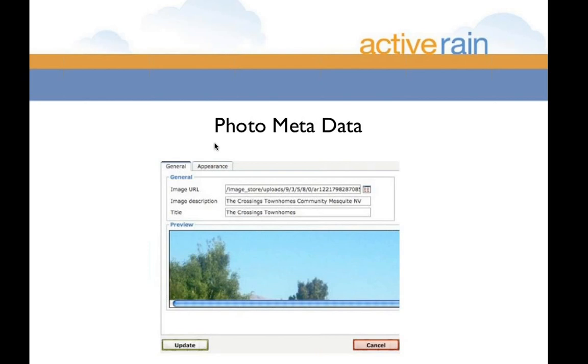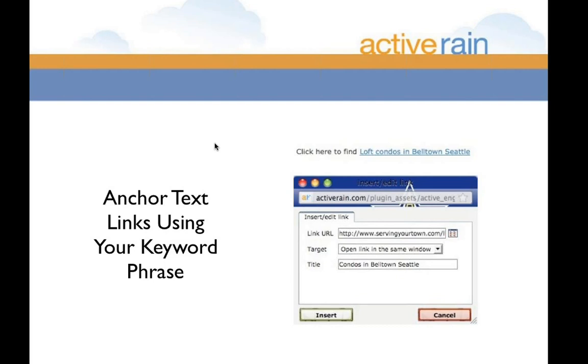All of these other things are just going to give the search engine some additional signals that say, hey, guess what? This post is all about the same thing, and I'm trying to send you all the good signals for you to get me to rank based on the keyword phrase that I chose. So use the photo descriptions and the titles for your images. An anchor text link using your keyword phrase.